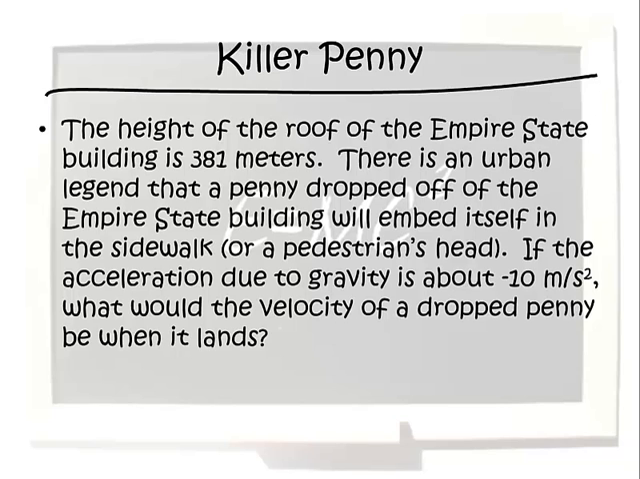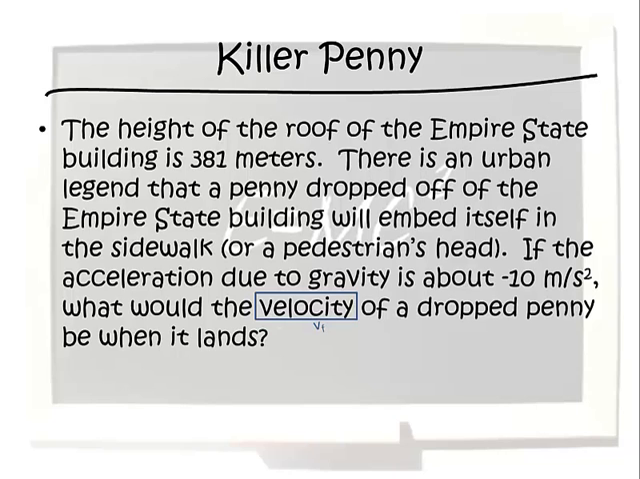As the penny falls, it gains speed. The acceleration is -10 meters per second squared. Remember, that negative sign just talks about the direction, so it's accelerating downwards. The question asks, what would the velocity of a dropped penny be when it lands? So they want us to find the velocity the instant before it lands. That means that this is the final velocity.